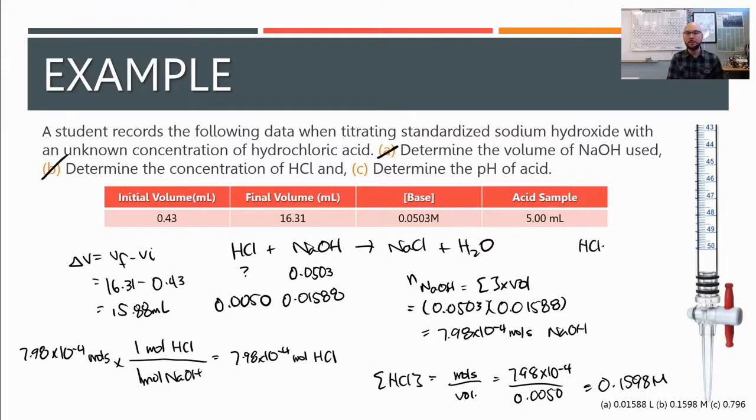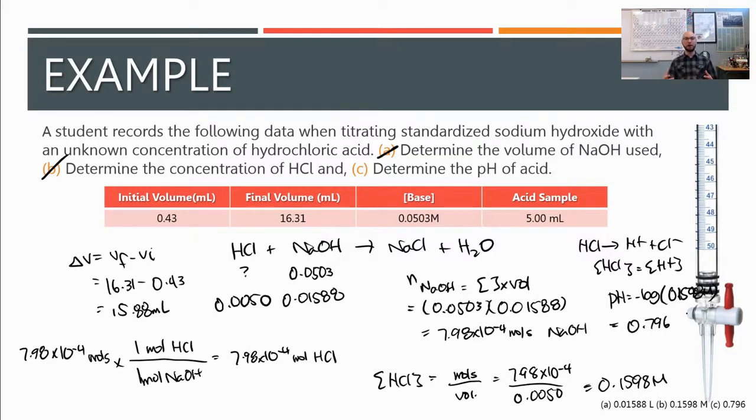Super easy with C. We should recognize that HCl, strong acid, breaks down into H plus and Cl minus. Therefore, concentration of HA, or in this case, we'll write it as just HCl, concentration of HCl is equal to concentration of H plus. So therefore, the pH would be equal to negative log of 0.1598 molarity, which is going to give us a pH of 0.796.